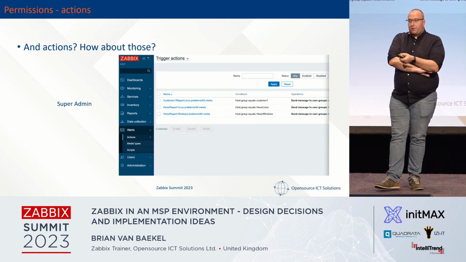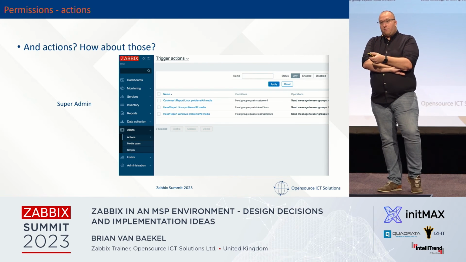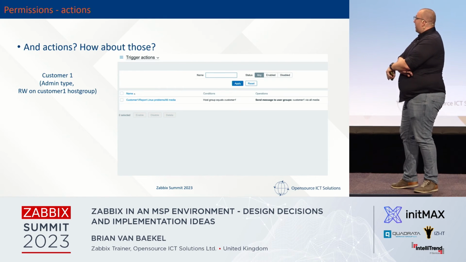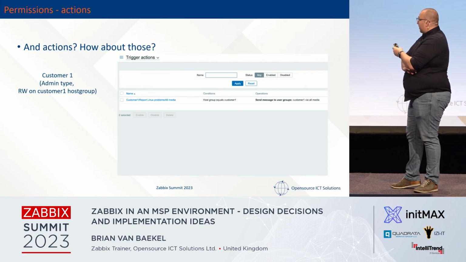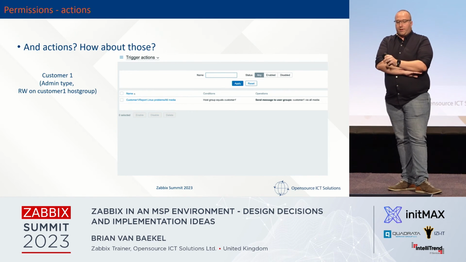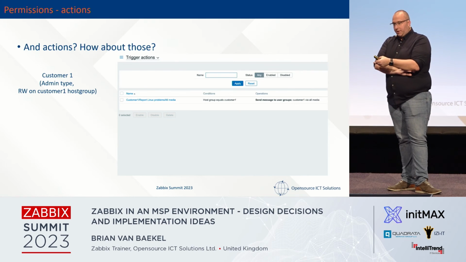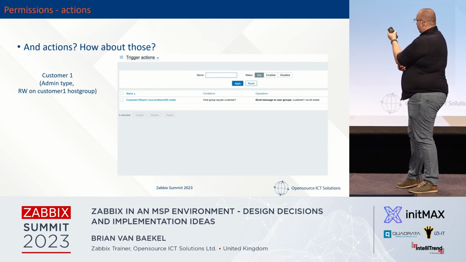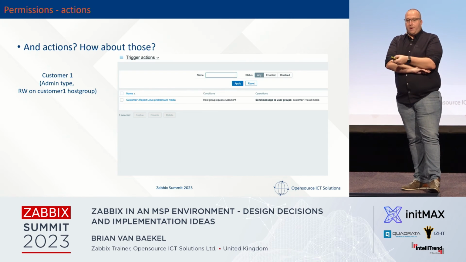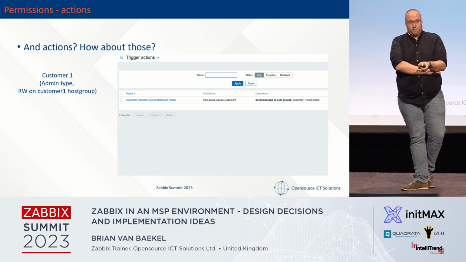And then we give customer access to our Zabbix. There we go. Customer 1, user type is admin, and this user got read-write access on the customer 1 host group. He will see only his own actions, only that is regarding customer 1 stuff because of this one. Host group equals customer 1. And although we have multiple actions, they are not presented to that customer, just how it should be.